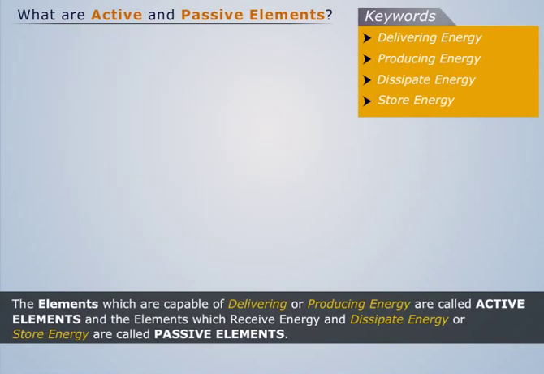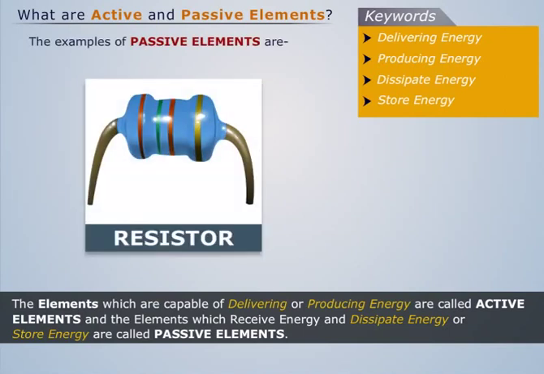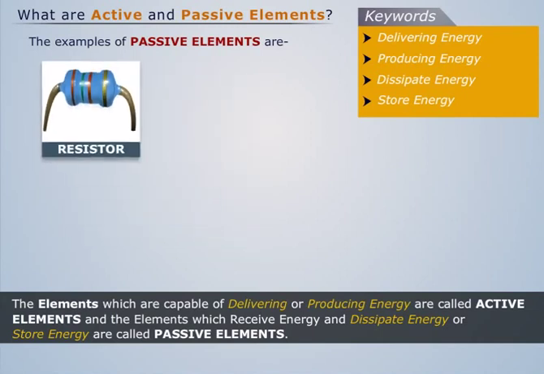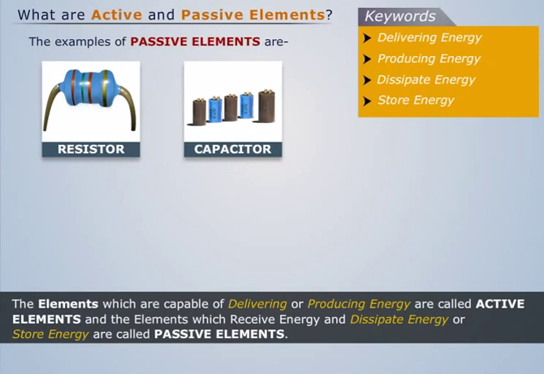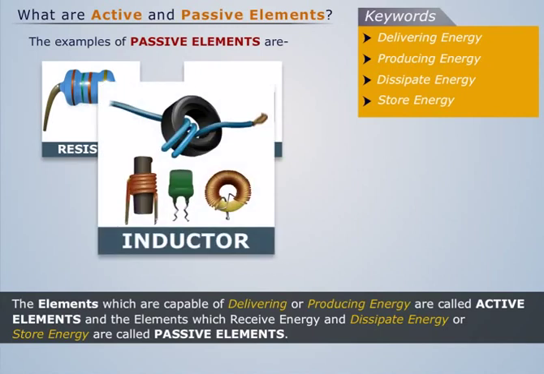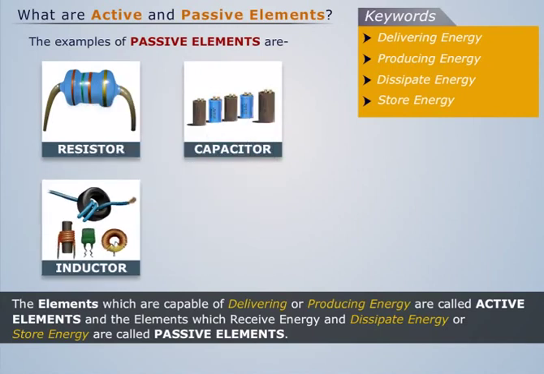Some of the examples of passive elements are resistor, capacitor, inductor, and switches.